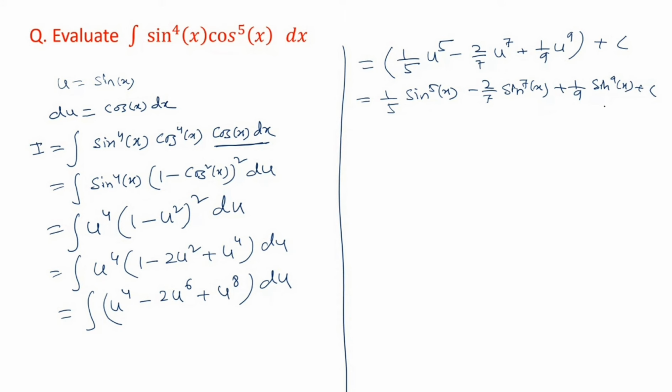So in this case, you will always have the power of sine. In the earlier case, rule 1, the answer is always a power of cosine. But in this case, you will get the power of sine.